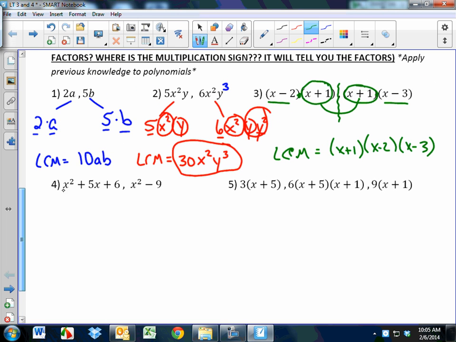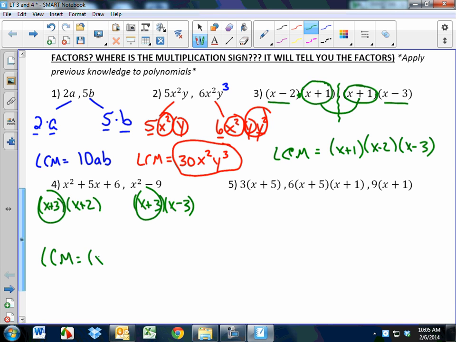All right, so number 4, we have a trinomial and a binomial that can factor. So we need to factor those first, x plus 3, x plus 2, and x plus 3, x minus 3, using our factoring techniques. And then we notice that they share an x plus 3 factor. So our least common multiple is the shared x plus 3 and the leftover x plus 2 times the leftover x minus 3. And then finally, number 5.